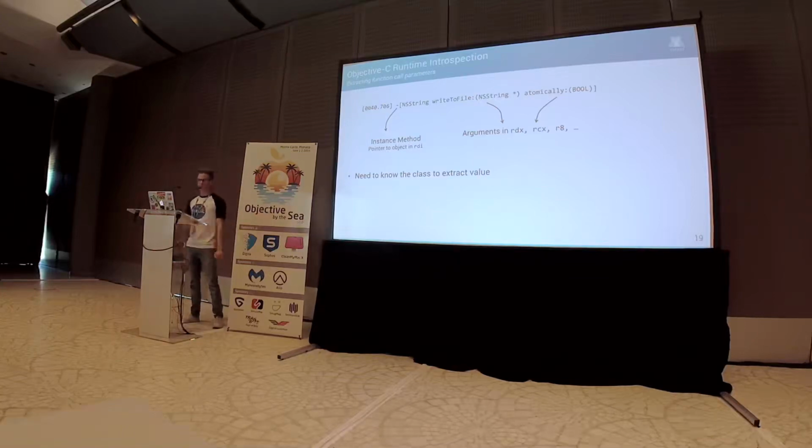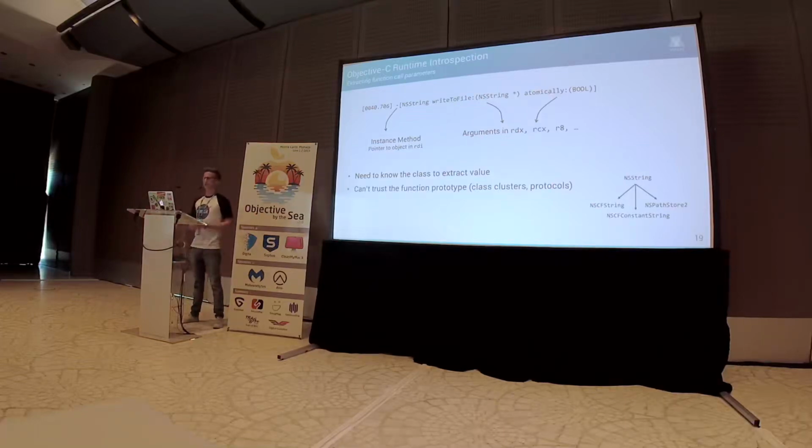But can we trust this? Definitely not, because technically, NSString doesn't even exist. There's a thing called class clusters in Objective-C. As a developer, you work with a string, but internally the runtime and the libraries will give you different instances of different classes depending on what the content of the string is. For example, if you work with paths, then you probably get an NSPathStore object instead of an NSString object.